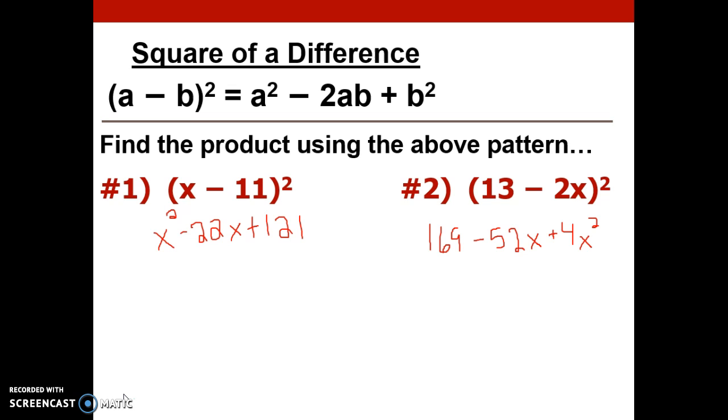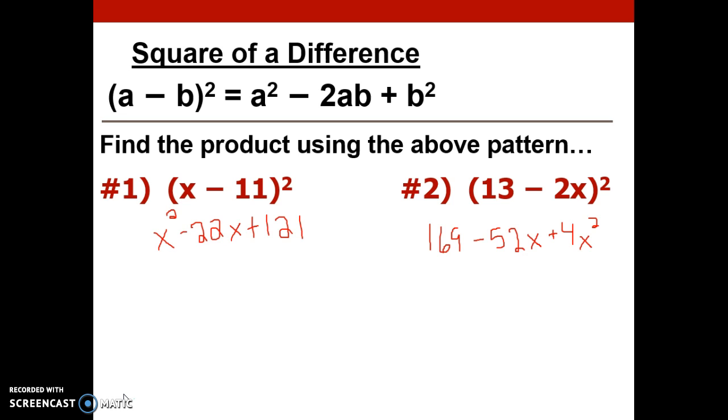All right, if you unpause your video, take a look at my answers here. Number 1, you should have x squared minus 22x plus 121. That one's pretty straightforward with the formula. The second one's a little bit weirder. Our x and our non-x term are kind of flipped around. That's not a big deal. We can still go ahead and use the square of a difference. I got 169 minus 52x plus 4x squared.